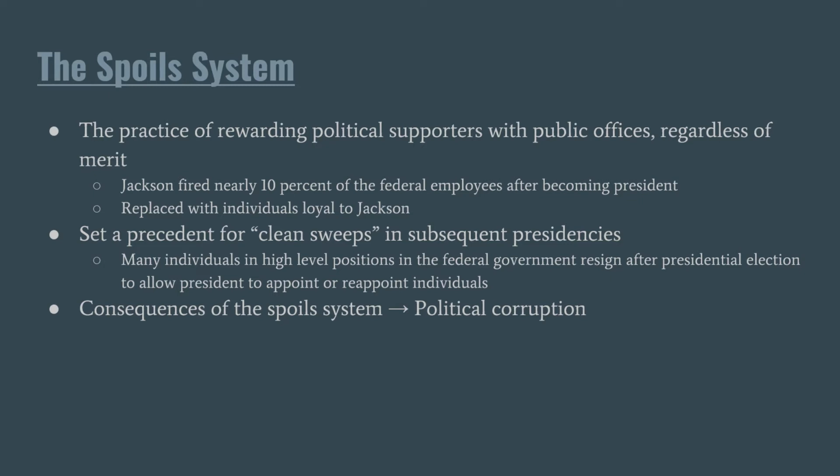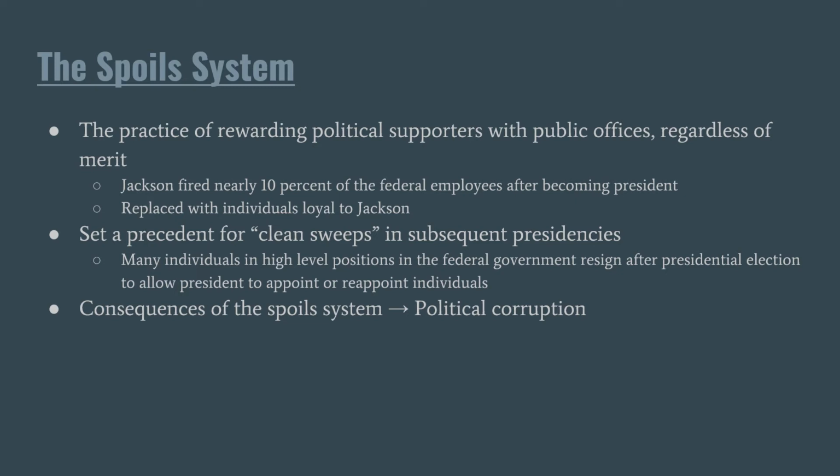Andrew Jackson introduces this idea of the spoils system, which really is the practice of rewarding your political supporters with public offices, regardless of their merit. This is something that we've seen since then. Andrew Jackson sets the precedent for rewarding political supporters with government positions.